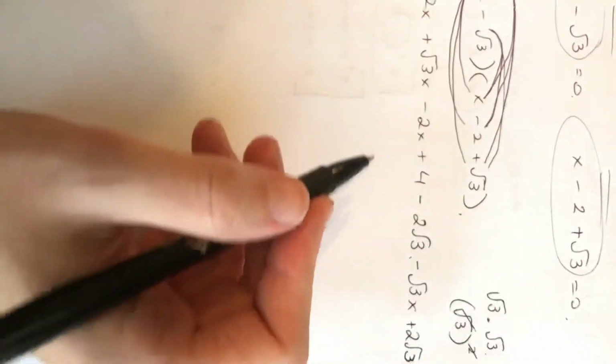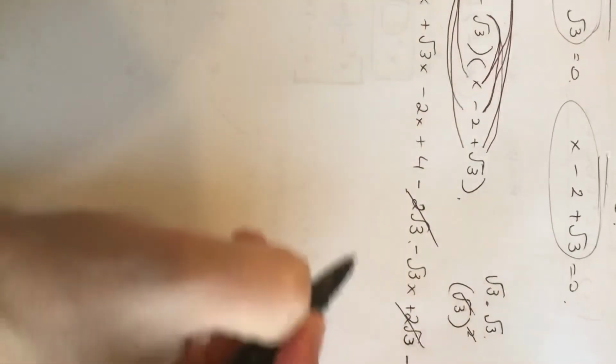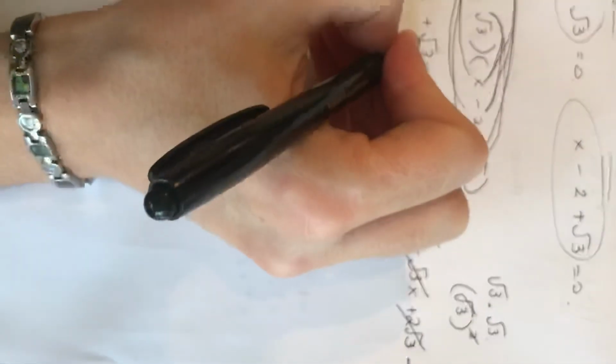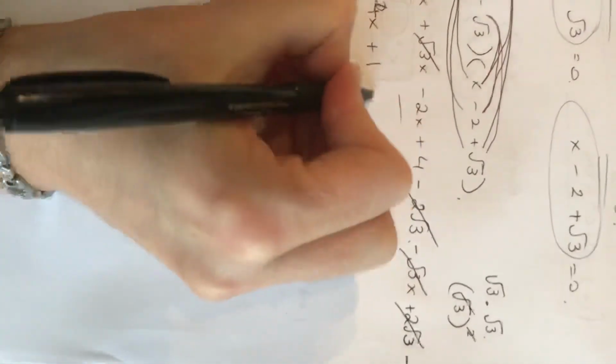So now we can start crossing a bit off. We have a minus 2 root 3 and a plus 2 root 3. We have a minus root 3x and a plus root 3x. So we have x squared minus 4x plus 1 equals 0.